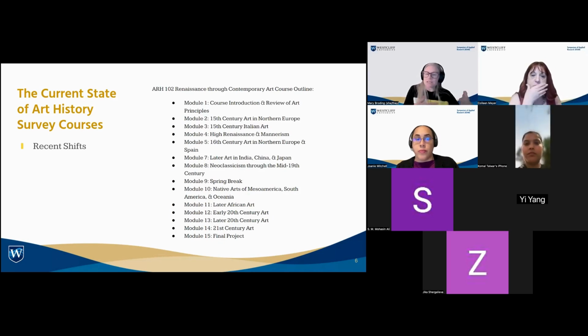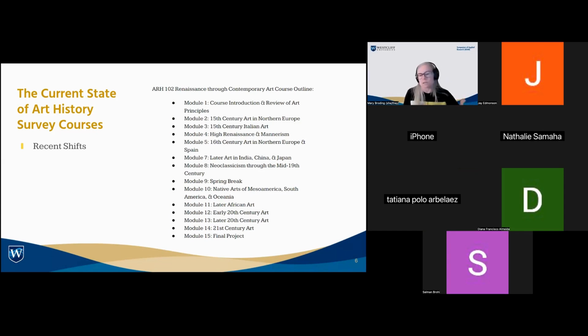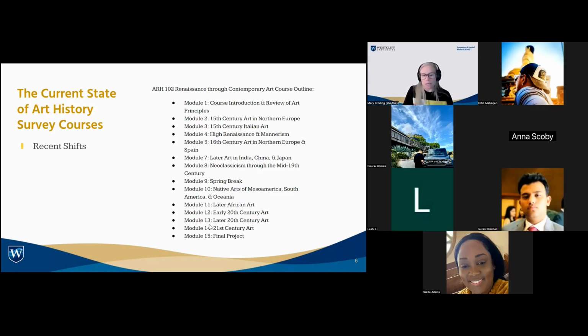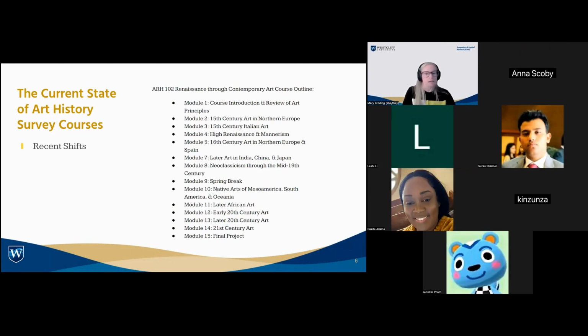Then we move on to the second survey course, and you can see once again, we just get a smattering of global art. We get in Module 7, later art in India, China, and Japan. We get native arts of Mesoamerica, South America, and Oceania having to be crammed together in 1 week. And then we get later African art. And the rest is very clearly Northern Europe, Italian, High Renaissance and Mannerism, which is Western Europe. And it goes through early 20th, later 20th century art, which is going to be in the United States and Western Europe, and then 21st century art, which is some global, and there's a smattering of global in later 20th century art, but it's really, really not much.